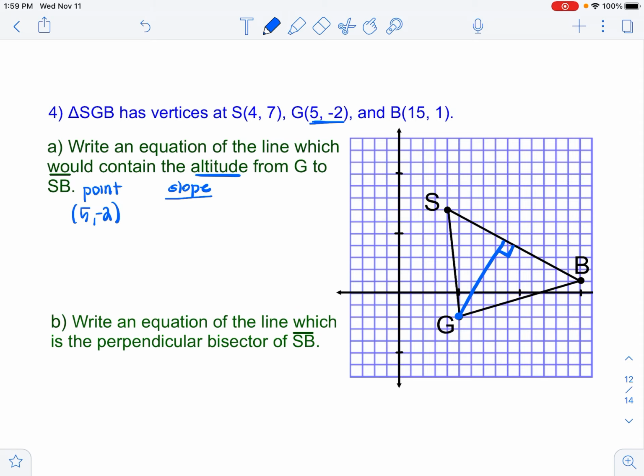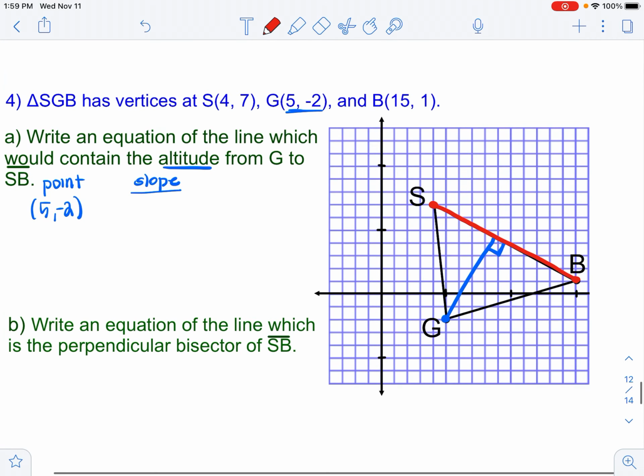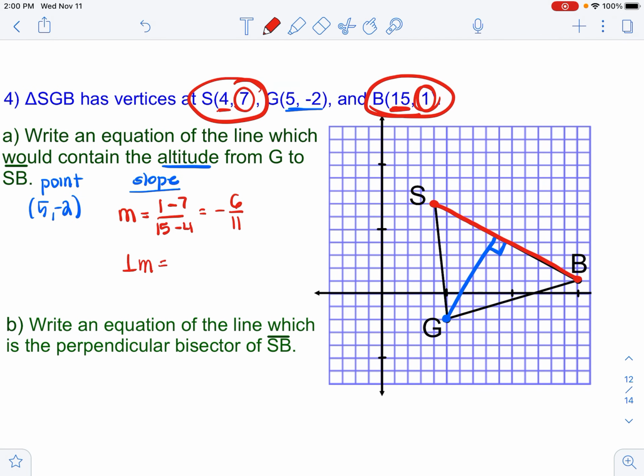Now I need the slope of this blue line. Do I know the slope of that blue line? No, I don't, but I do know it's perpendicular to this line, SB. So I'm going to find the slope of SB. Make sure you're using S and B. So I'm going to do m equals y2, which is 1, minus y1, which is 7, over x2, which is 15, minus x1, which is 4. So I get negative 6 over 15 minus 4, 11. Now that's the slope of SB. I want the slope of my altitude, which is perpendicular. Opposite would be positive. 6 over 11 is reciprocal, 11 over 6.